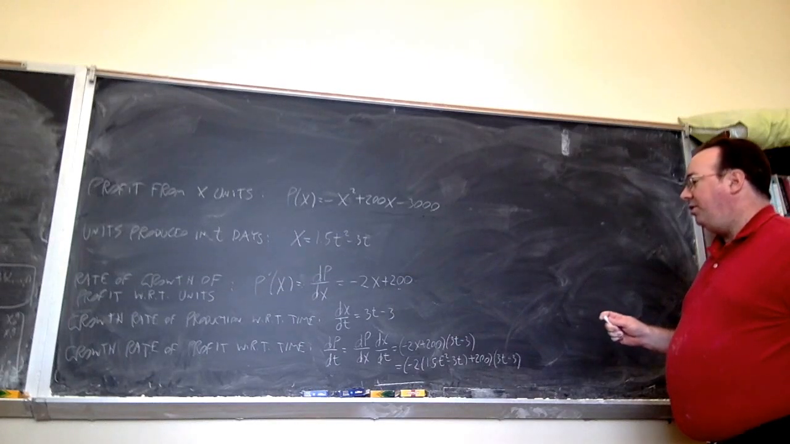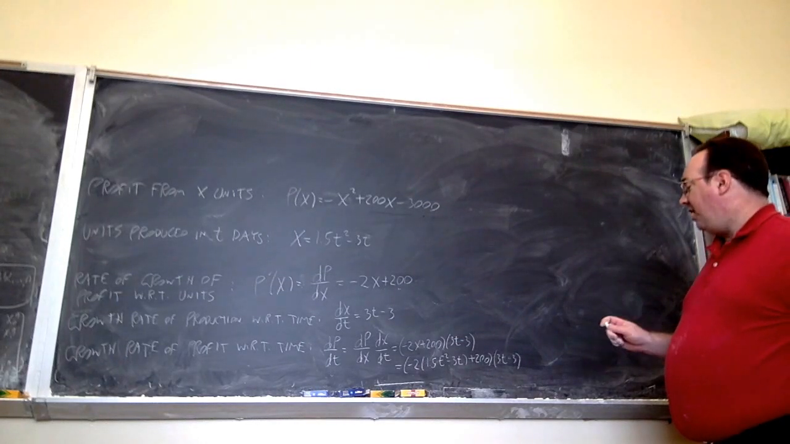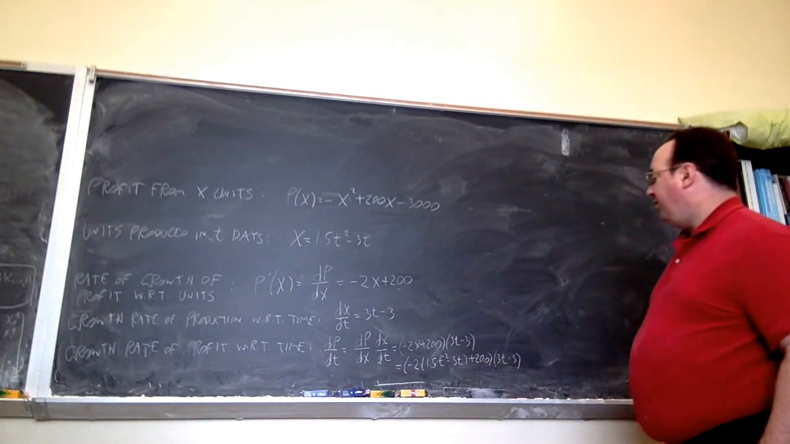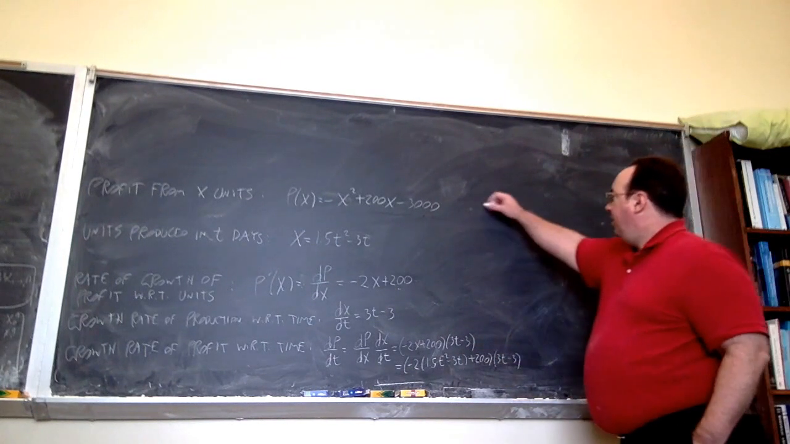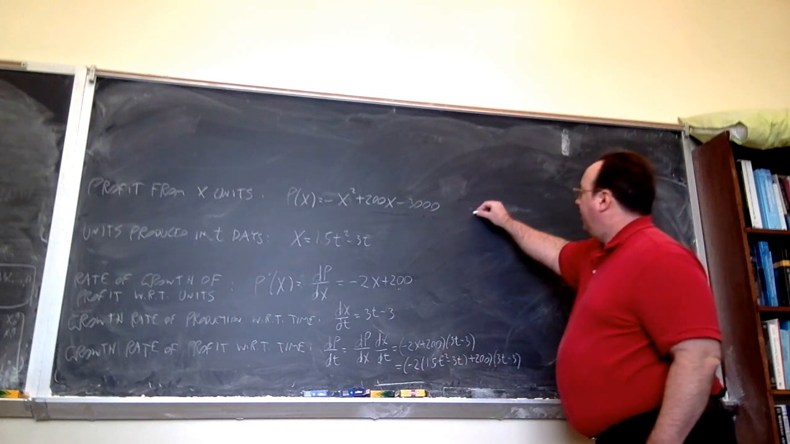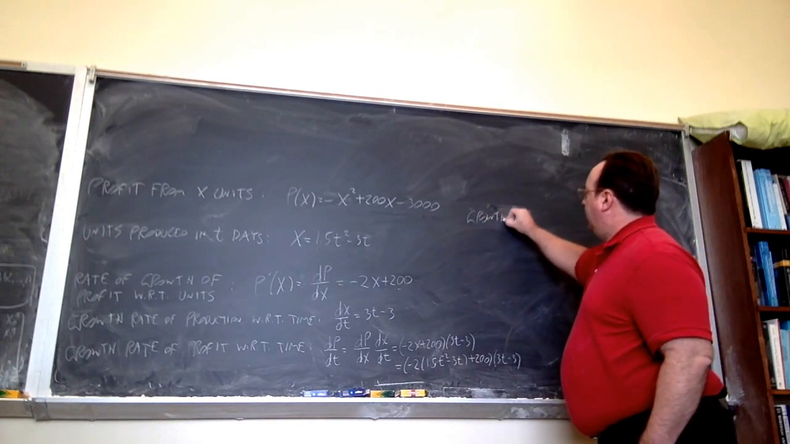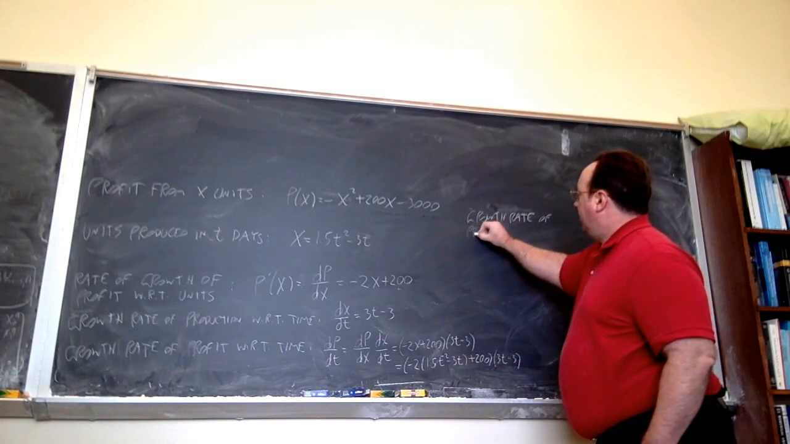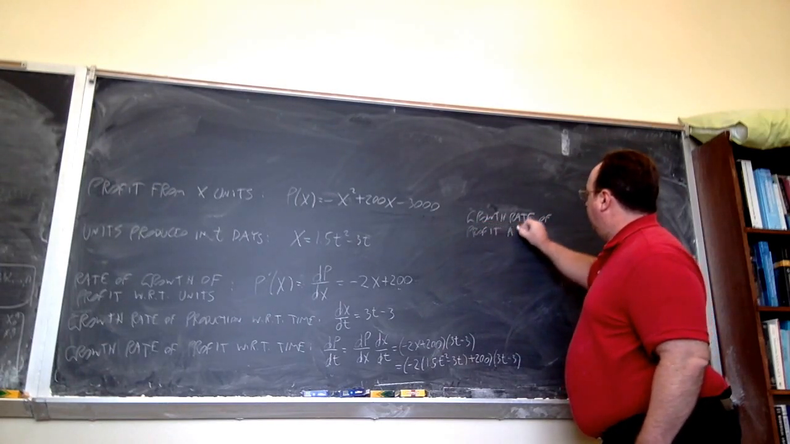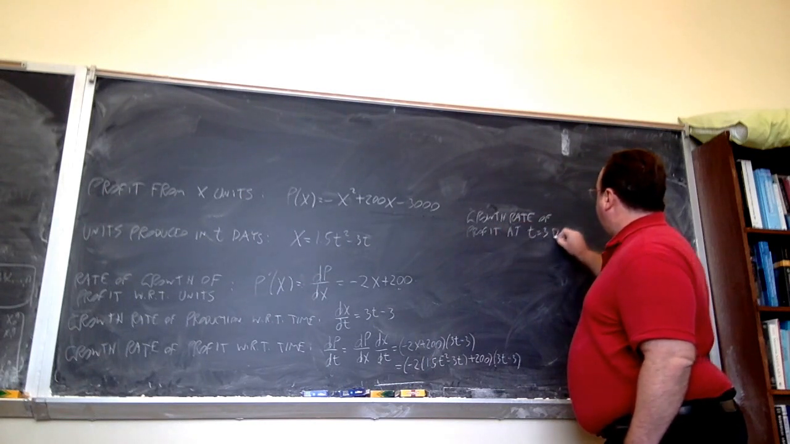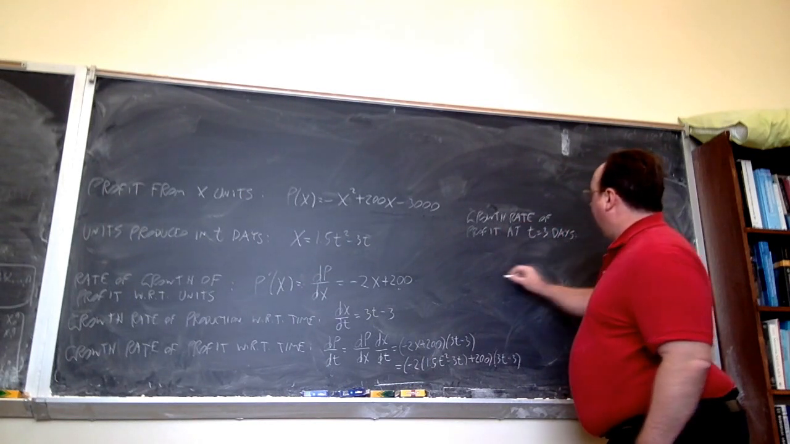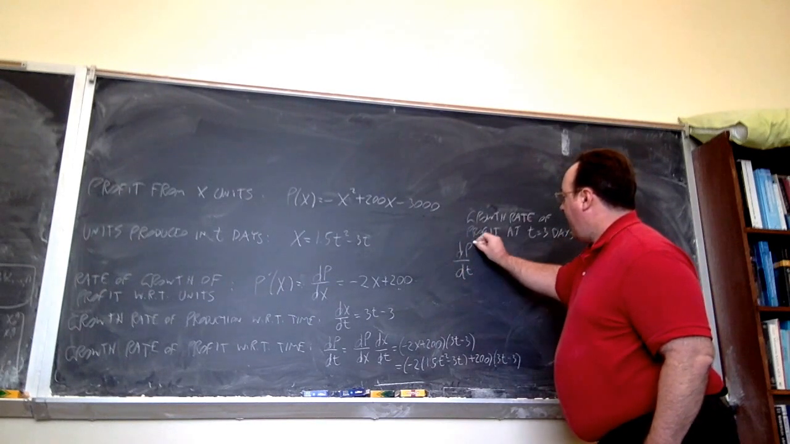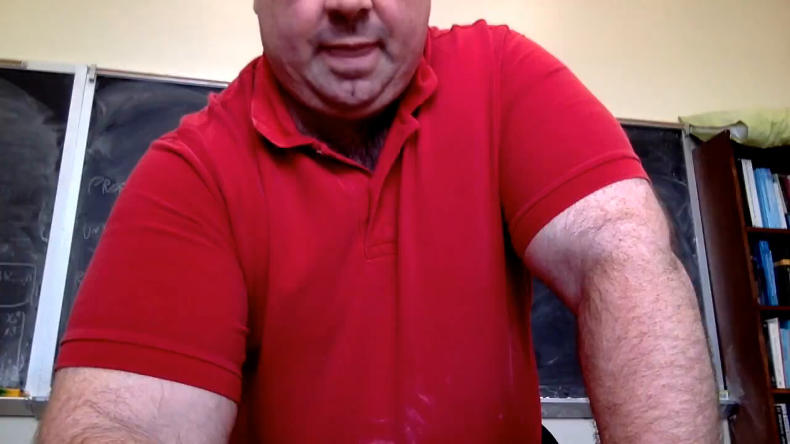So now, if I want to know the rate of change of profit at a particular time, I would just have to substitute that value of t into this expression. So, for instance, if I want the growth rate of profit at t equals 3 days. So that would be dp dt at t equals 3.